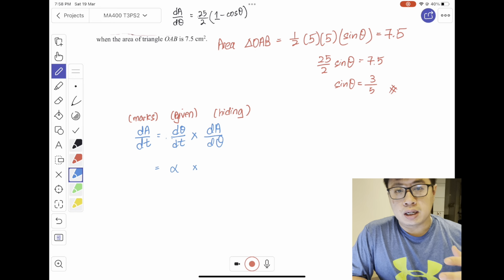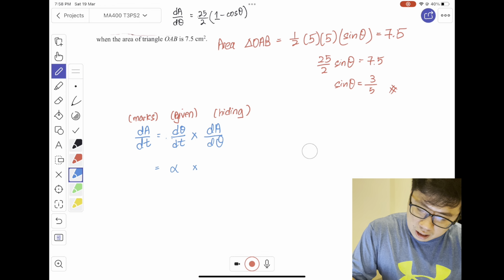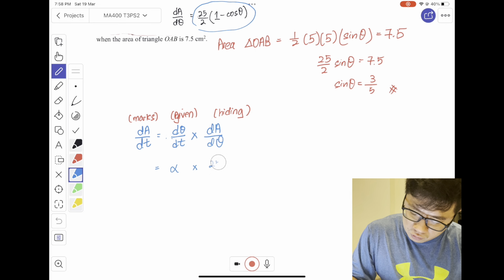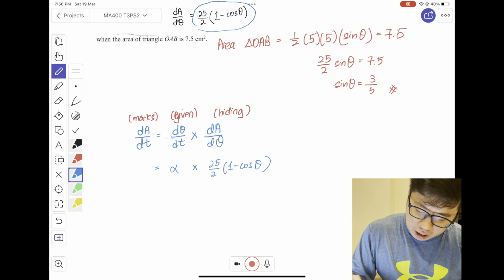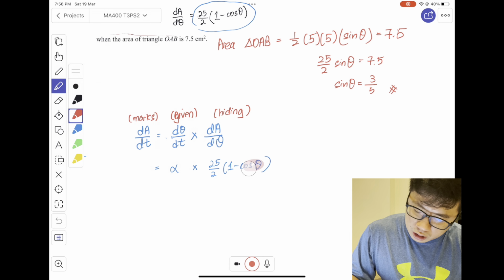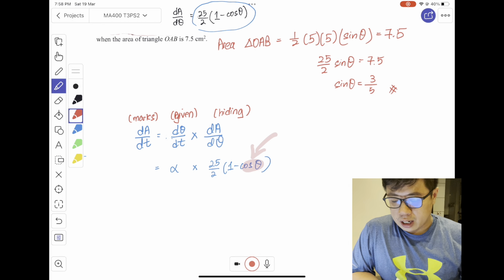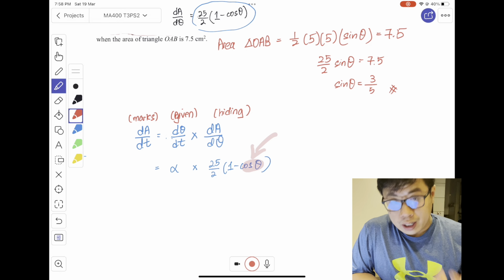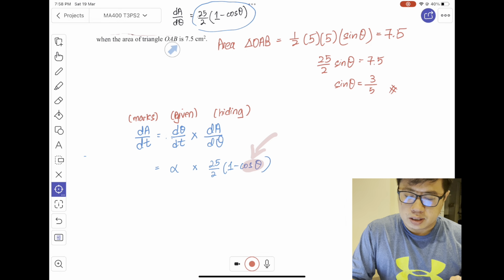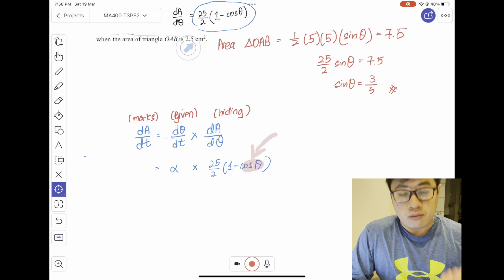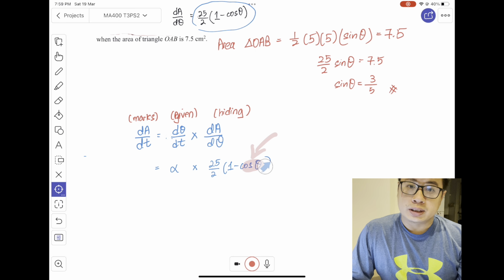Now what is dA/d theta? dA/d theta will be 25 over 2, times 1 minus cosine theta. Of course, we need to substitute a numerical value for this cosine theta, because it can't be unknown. So what is cosine theta? Remember that this happens when the area of the triangle is 7.5, which tells you that sine theta is 3 over 5. So how do you use this sine theta to calculate cosine theta?